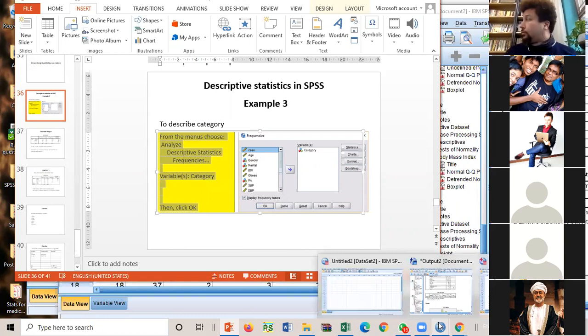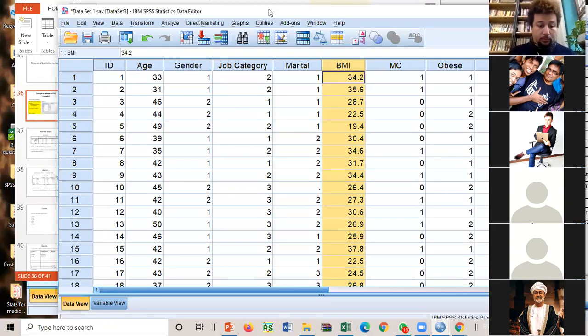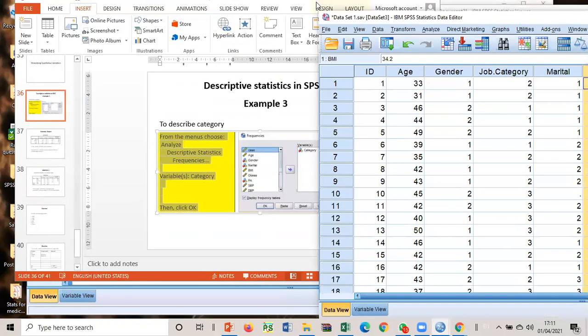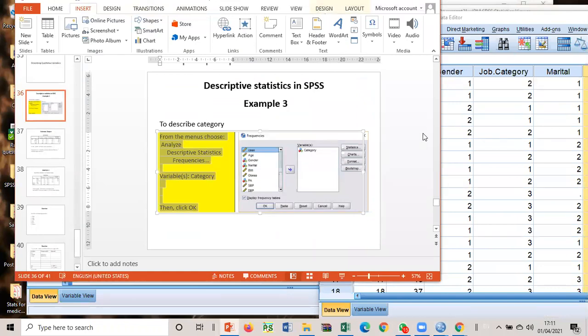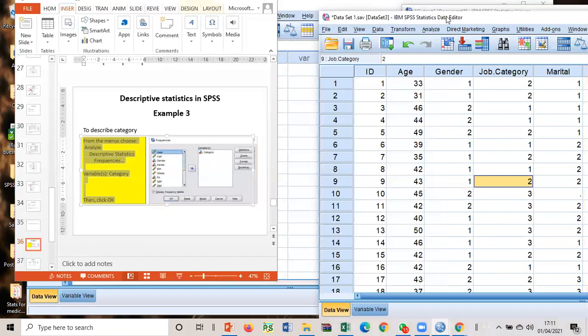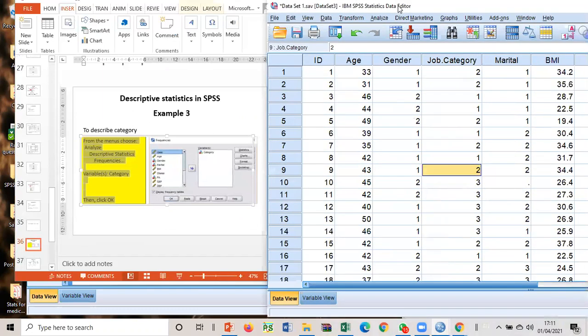Now I'm going to do it. Somebody guide me. I'm going to do it for which variable? Job category. Okay, somebody tell me what am I supposed to do?